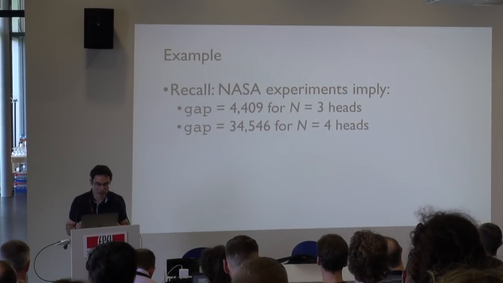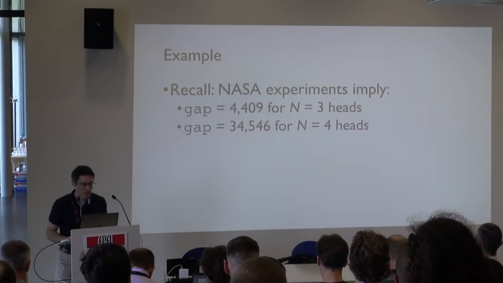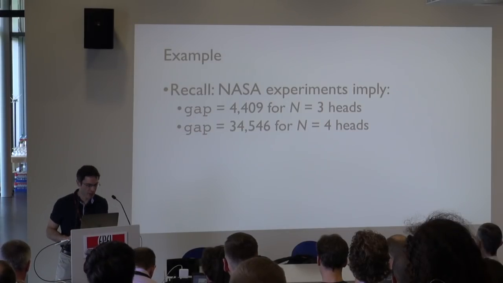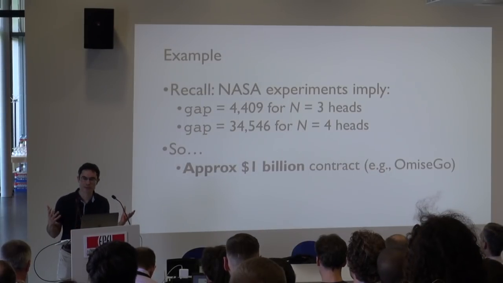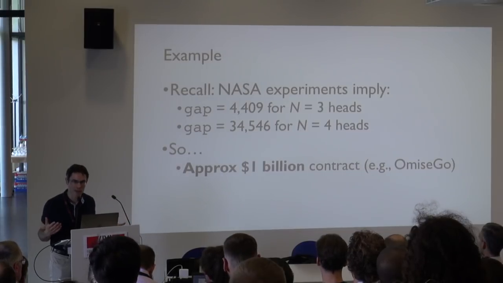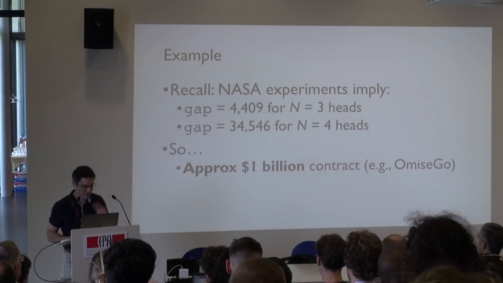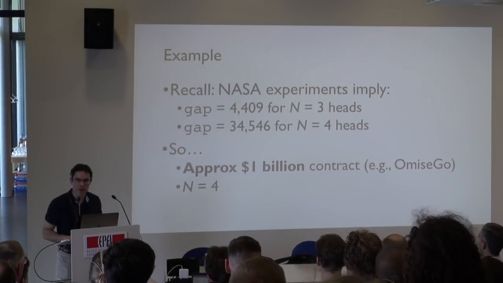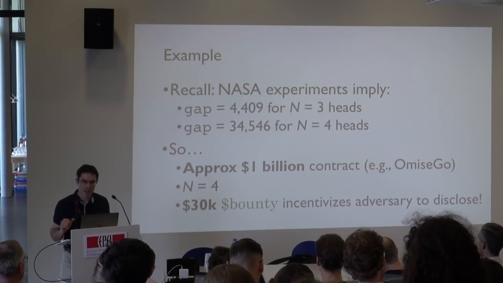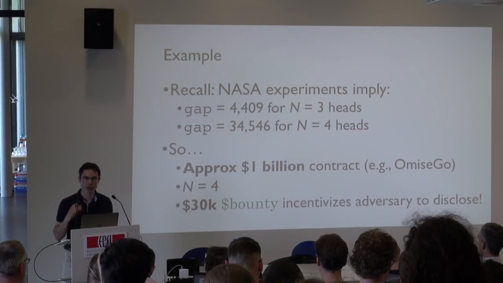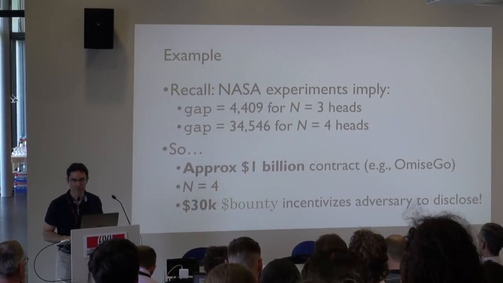To give you some concrete figures here, you'll recall that the Eckhart et al. experiments implied gaps on the following order, some thousands depending on the number of heads you have. So suppose we've got a smart contract worth $1 billion. An example would be the OmiseGo smart contract, which as of this morning, again, things change, is worth about $1 billion. And suppose that we've got 4 heads in our smart contract. In this case, because we have such a large gap, it turns out that a bounty of only $30,000 will be sufficient to incentivize an adversary to disclose. And this is a pretty modest bounty.